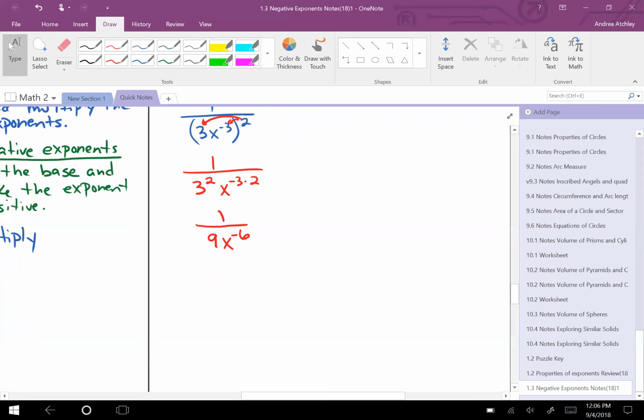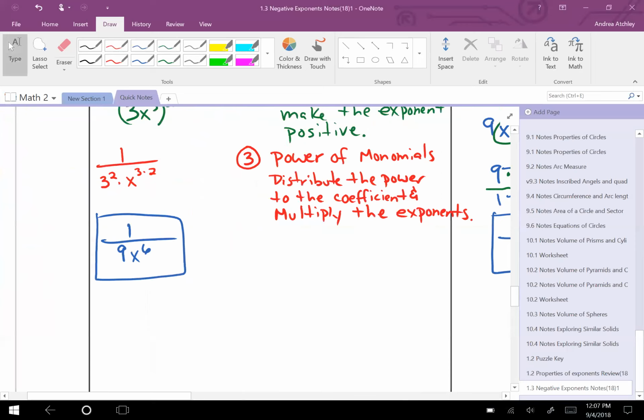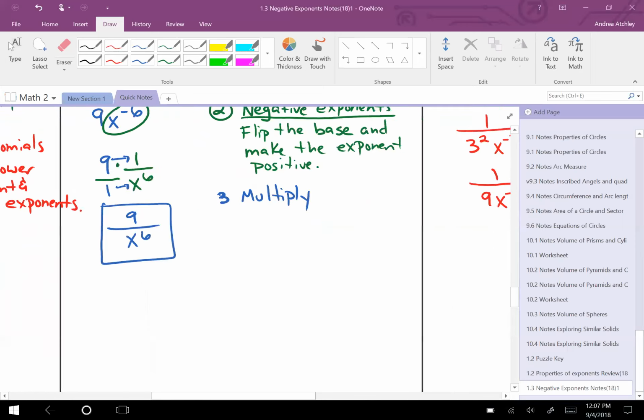What's different, class? Let's try this again. Class, what's different? Good. I love that one person is talking to me right now. What's different from that one and this one? The negative exponent, right?